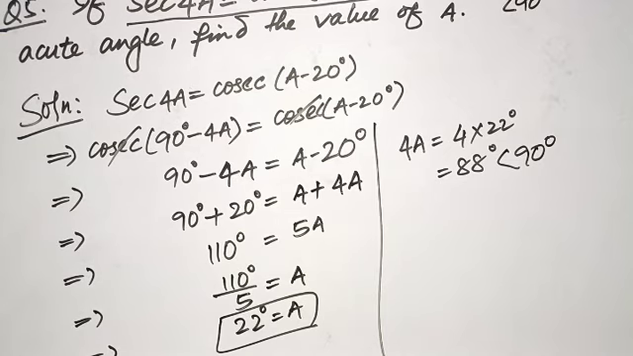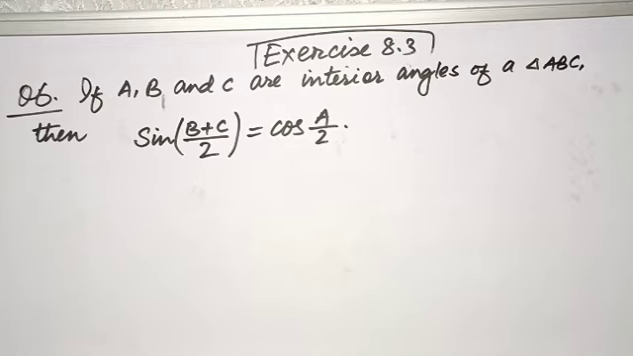Let us move to the next question. Question number 6 says that if A, B, C are interior angles of a triangle ABC, triangle ABC is there, and these A, B, C are the three angles of the triangle. Then we have to prove sin of (B plus C) by 2 equal to cos A by 2. Let us prove it.